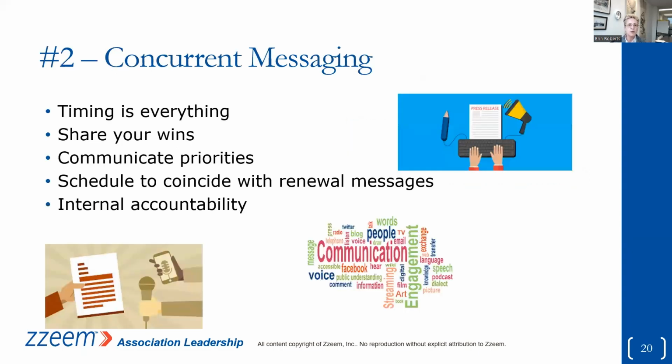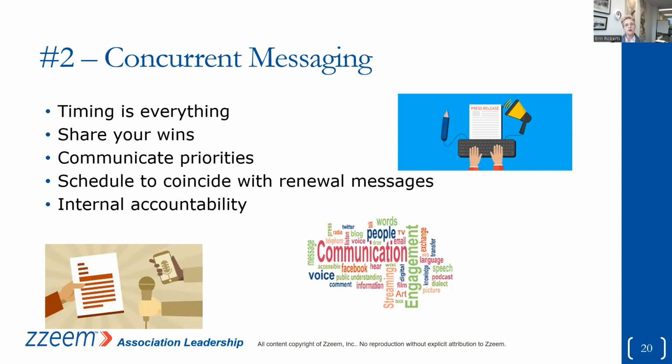Now, I also want you to be thinking about concurrent messaging, because of course you don't want the lights to go out while you're doing your member renewal campaign. You don't want it to be the case that for 60 or 90 days, all your members are seeing from you are increasingly more urgent messages to renew your membership. You want to make sure that they know other stuff is going on at the same time. So think about staging your other messaging to be in line with the timing of your renewal campaign.